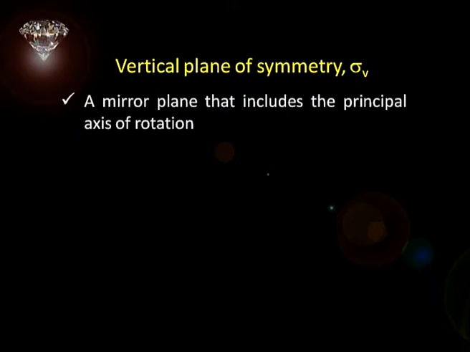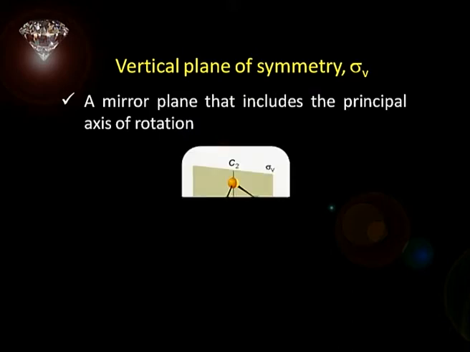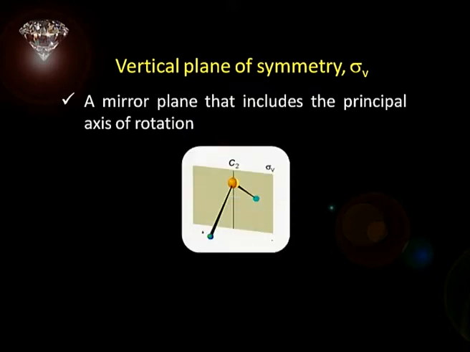Now a mirror plane that includes the principal axis of rotation is called sigma v. Again the same molecule here, we find that in this molecule AB2, this plane I showed you. Now you see that this plane includes my vertical axis. The vertical axis was C2. This C2 axis, the principal axis, there is only one axis in this case, so that happens to be the principal axis. So this C2 axis happens to be part of this plane. So I say this is a vertical plane. So that is the way we define sigma v, a vertical planar symmetry.